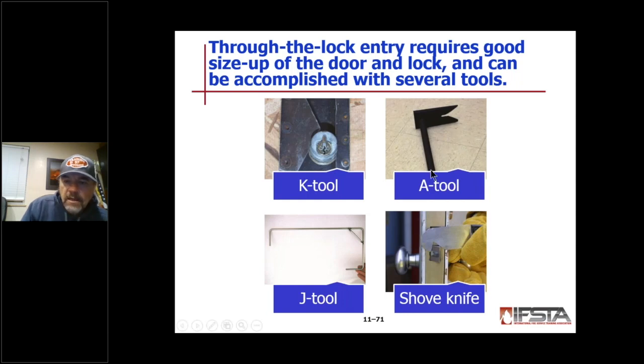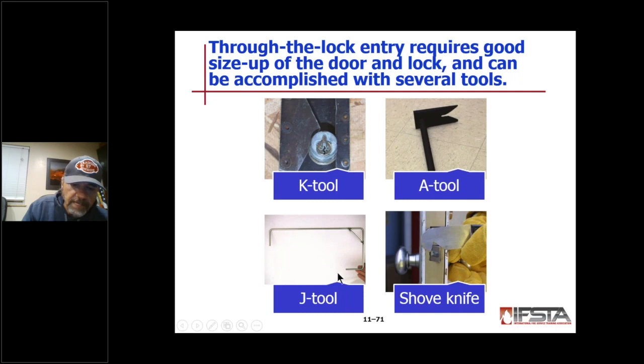Up on the upper right here is an A tool, A shape, same type of functional design as the K tool. These edges will sometimes dig into the door itself a little bit more than the K tool and cause a little bit more damage, but a very effective way of getting into these types of locks.